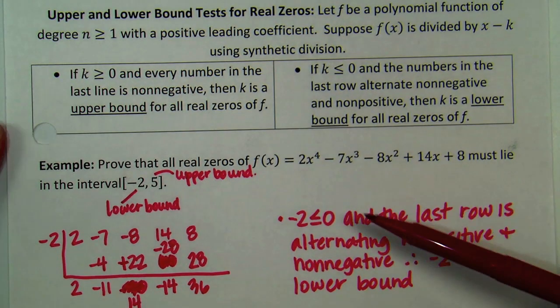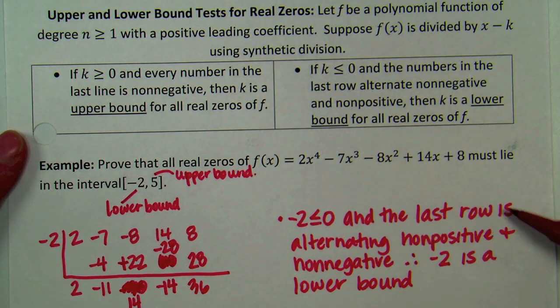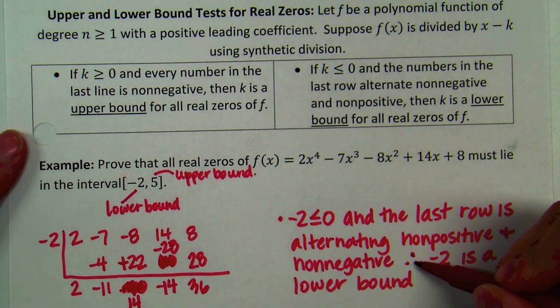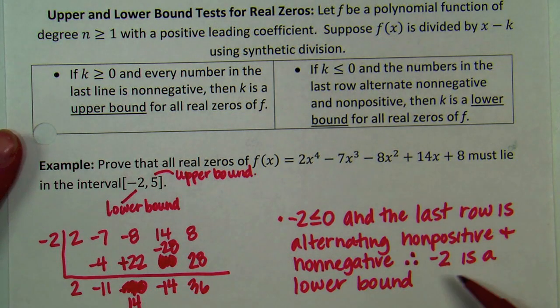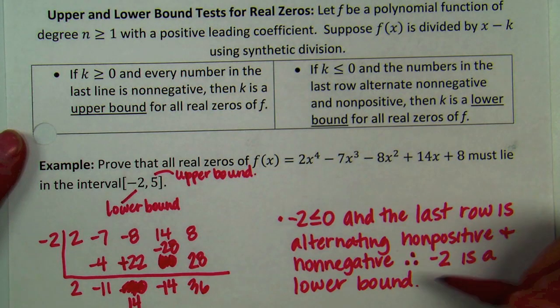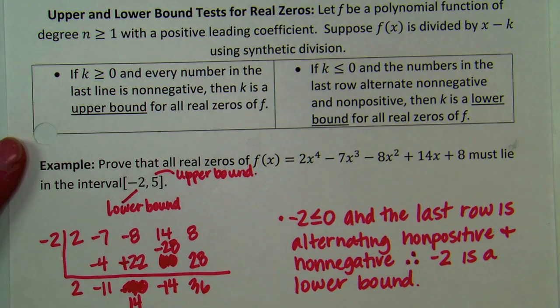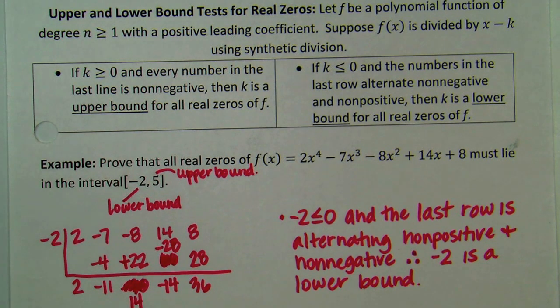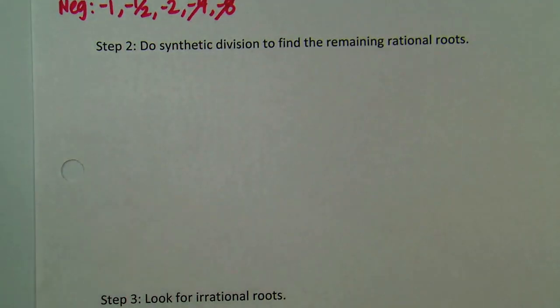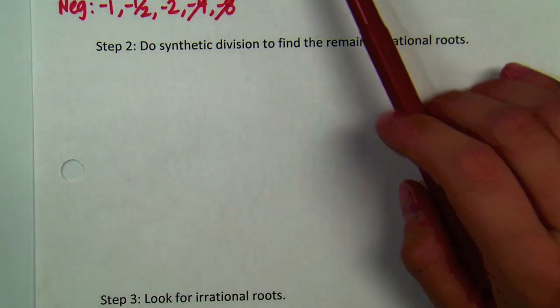All right, so using synthetic division again, let's use -2 as our c value, or k value in this case. Work through the synthetic division, and notice we start off with a positive, then go to a negative, then a positive, then a negative, then a positive. So those alternating signs, and 0 is okay in there as well, show us that -2 is a lower bound. So we're not going to have any roots in this function less than -2. All right, so go ahead and in your notes, test to see if 5 is an upper bound.